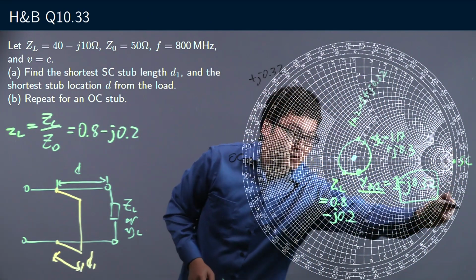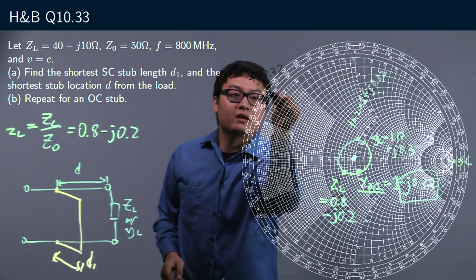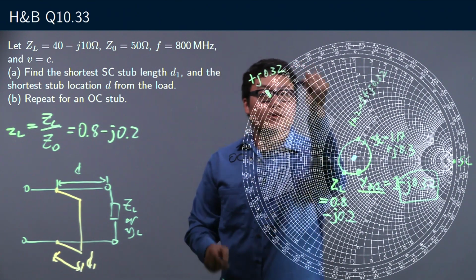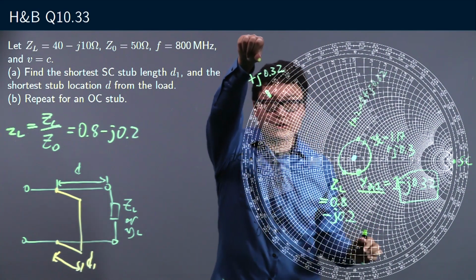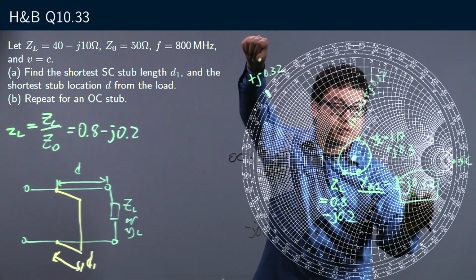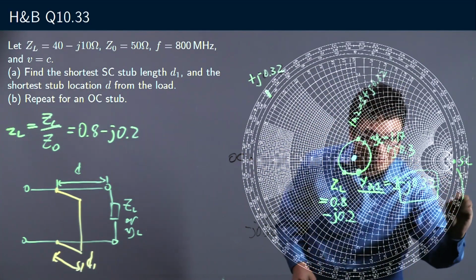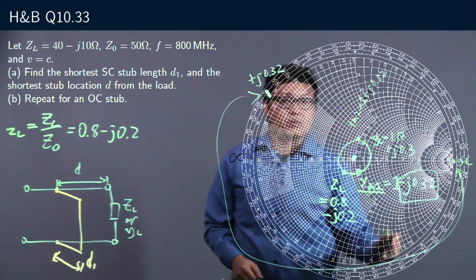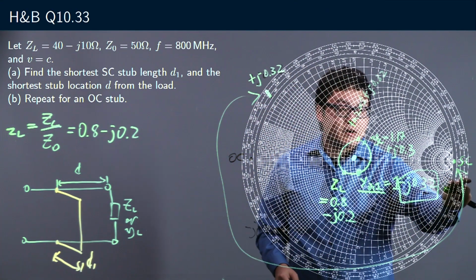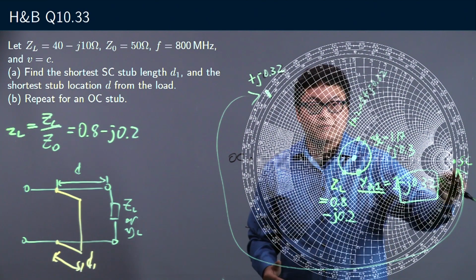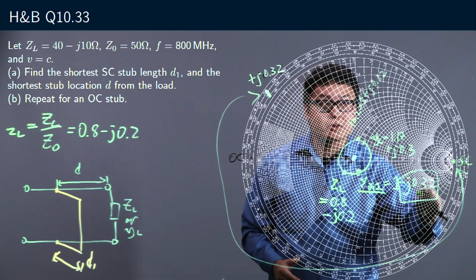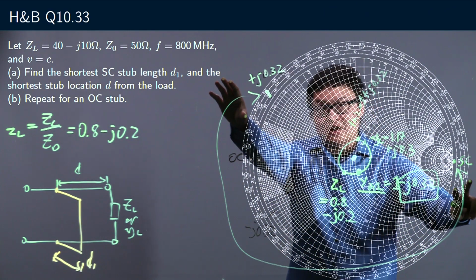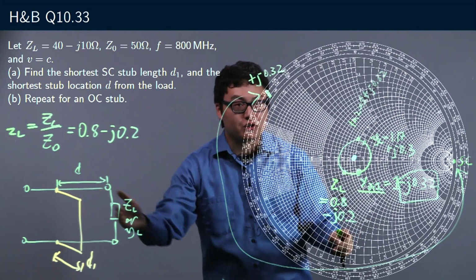And that short circuit stub would have to be long enough to get here. The plus j 0.32 would cancel out the minus j 0.32. So the length would be all the way between these two. You can read out the actual length in terms of lambda from the Smith chart, but here it's a bit hard to do so, so I'll leave that up to you. That's one possible system to match this transmission line system.